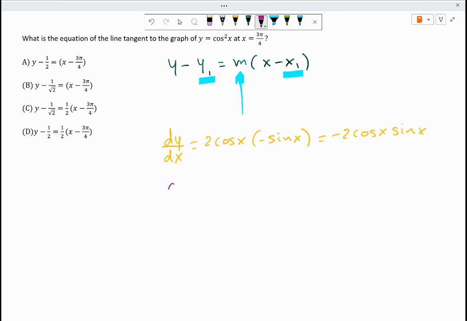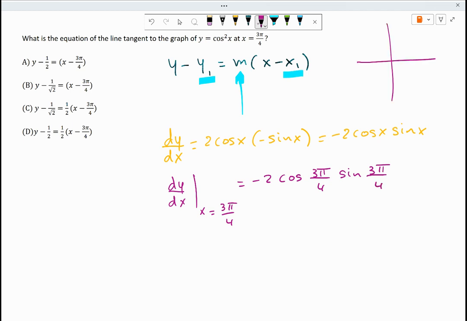And this derivative at x equals 3 pi over 4 is going to be negative 2 times the cosine of 3 pi over 4 times the sine of 3 pi over 4. Now here above, I'm just going to take a look at my unit circle. Maybe you have it memorized, but if you don't, let's just pretend that's actually looking like a circle.